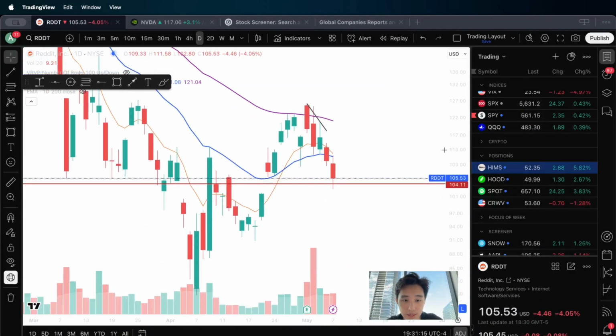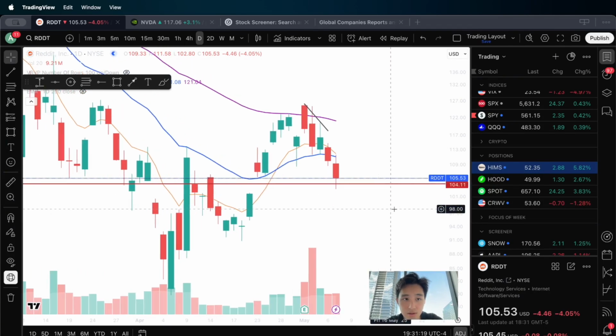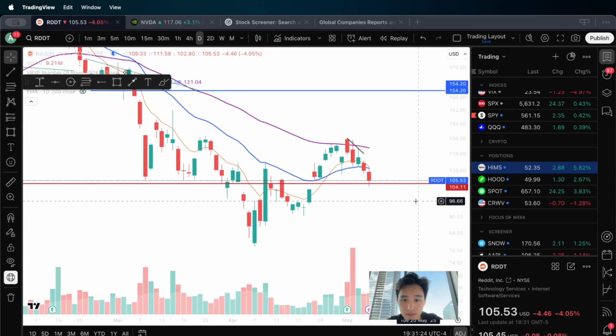Reddit looks pretty ugly. I think it wants to fill this gap fully to 101. Yeah, they really flipped the script on Reddit here. Looks weak.